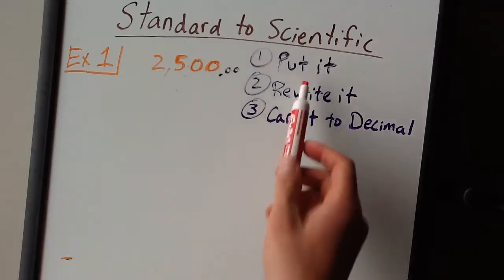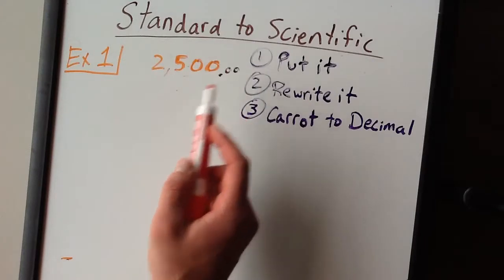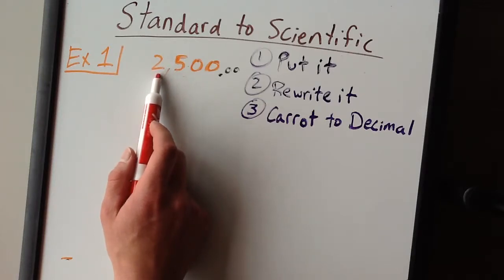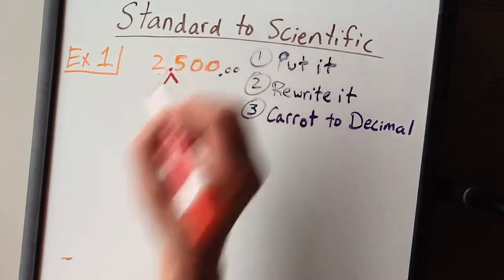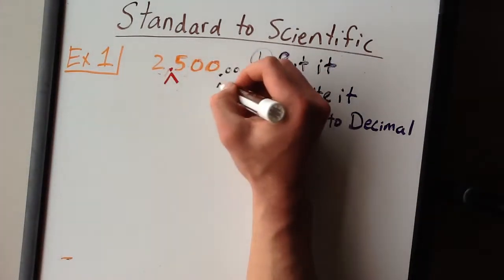We're going to put the caret where the decimal goes after the first digit that is not 0, going from left to right. So if I go from left to right on this number, I'm going to look for the first digit that's not 0, which here it's going to be 2. 2 is the first digit that I see that is not 0. So I'm going to draw a caret and put the new decimal right there. Okay? So right here is my original.